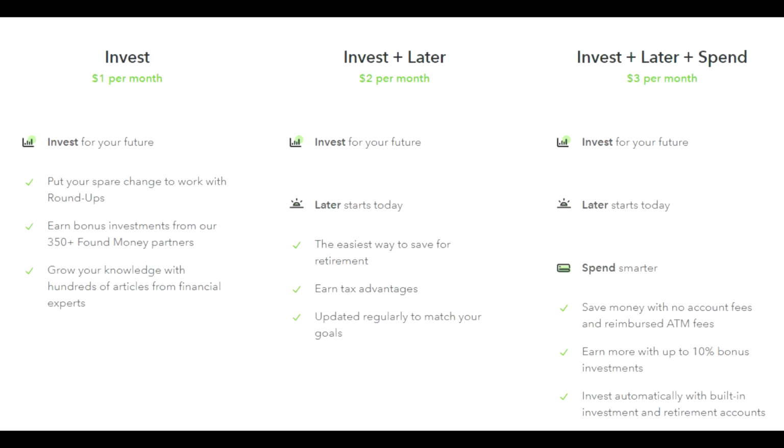Now, it's important to mention Acorns does charge a fee for this, and it ranges from $1 to $3 per month based on what plan that you choose. They do offer retirement accounts, but that is going to cost you more per month. Now, the one issue I have with this fee structure is that if you do have a small account, you're paying a much higher fee.